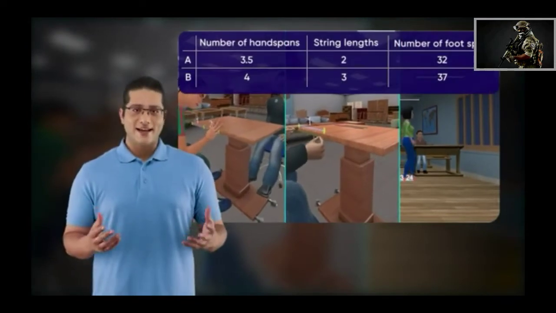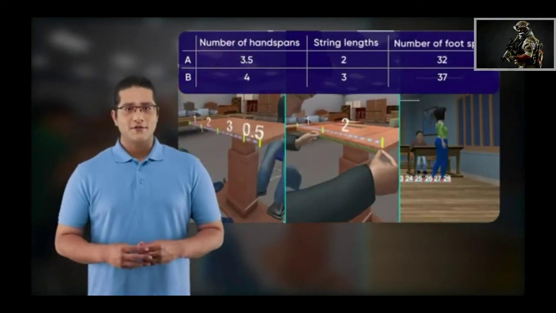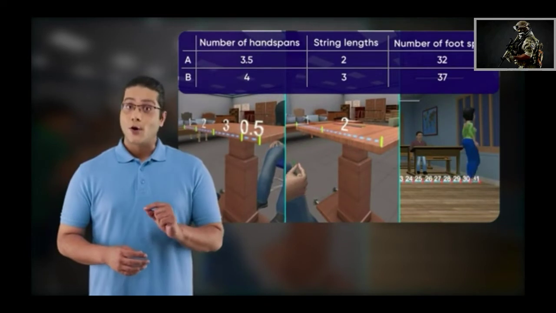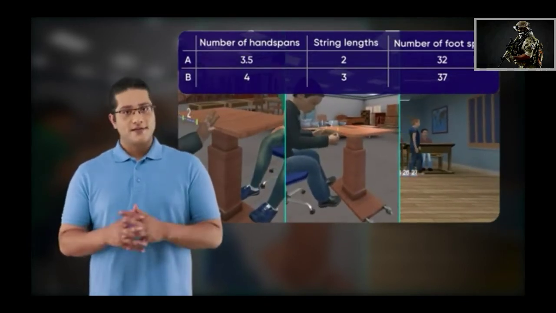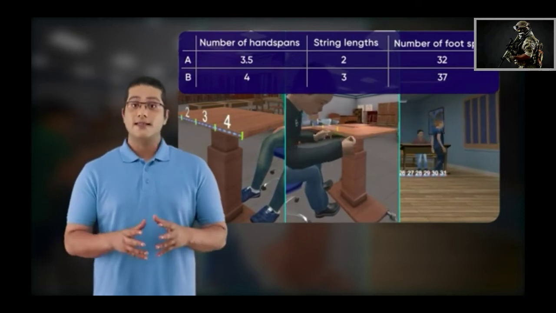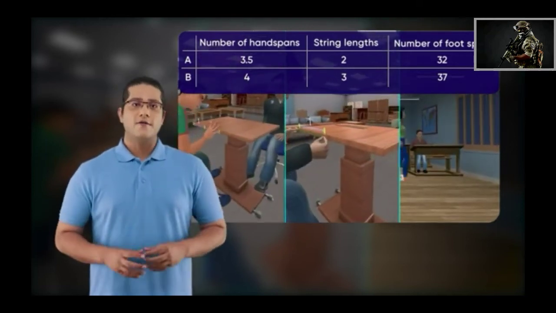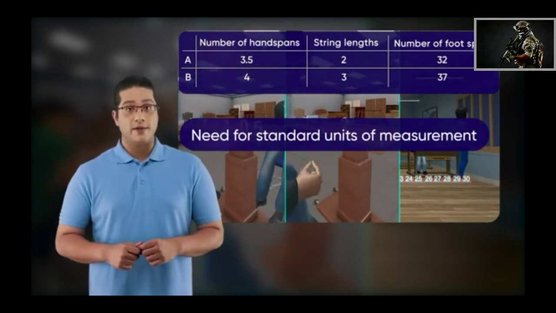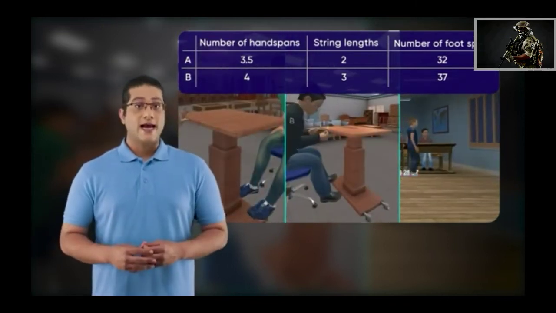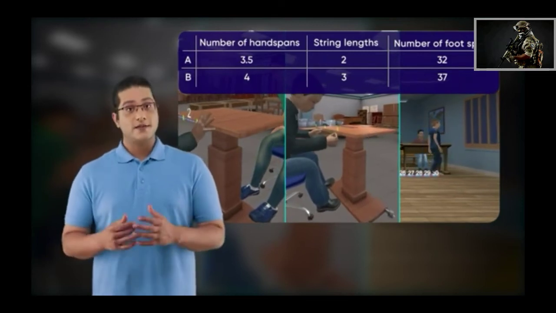In all the above cases, you must have observed that the measurements don't match. They vary from person to person. It was this anomaly that finally gave rise to the need for finding standard units of measurement that were fixed and didn't vary from person to person. We will learn about the standard units of measurement in our coming videos.